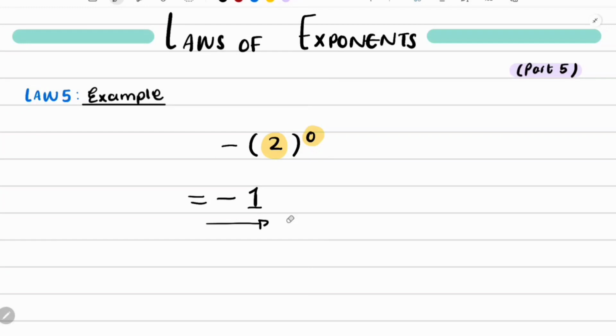Do you see that this and the previous example that we had, the negative 2 raised to the power of 0, they're really the same expression? They're just written differently. This one really defines what this one means. It's telling you that the 2 is actually the only thing being raised to the power of 0. And then the last example for this one is negative 2 all raised to the power of 0.